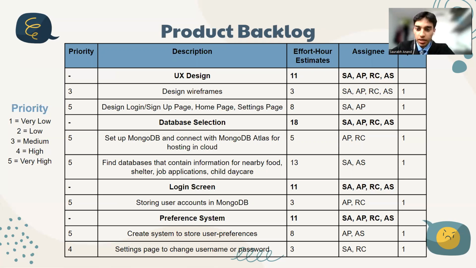The next main task is database selection, which will take approximately 18 hours, which includes setting up MongoDB and connecting with MongoDB Atlas for hosting in the cloud. Then we need to find the databases that contain all the information that we need for our app. And then next is the login screen, which will take approximately 11 hours, where one of the tasks consists of storing the user accounts in MongoDB.